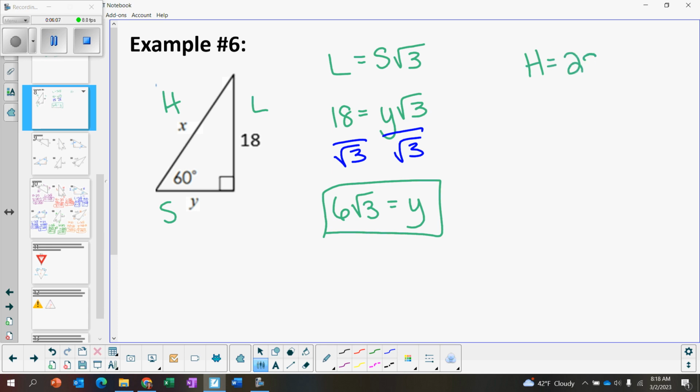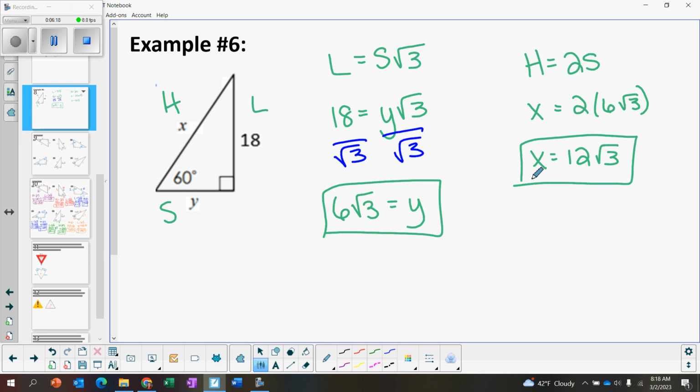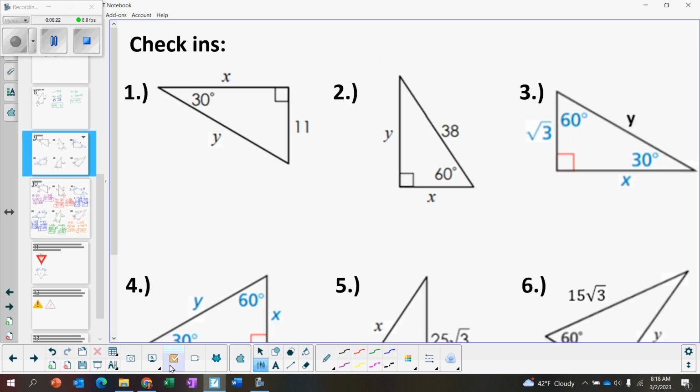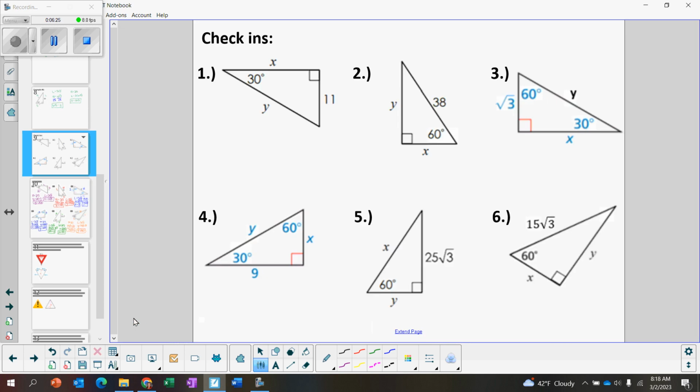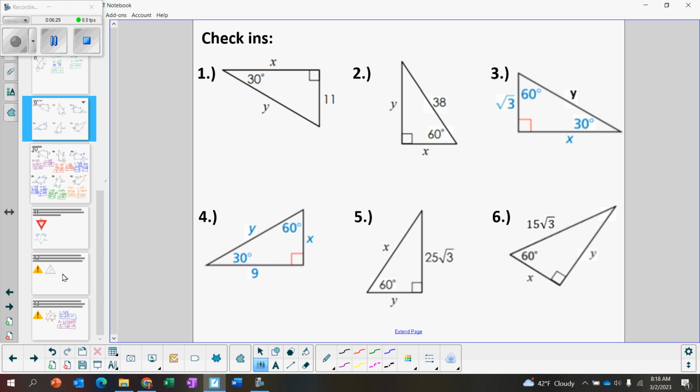So when we do h equals 2s, that's x equals 2 times 6 root 3. Multiply the 2 and 6. We get 12 root 3. So you're going to go ahead and try the next 6. Pause. When you're ready to see the answer, hit play.